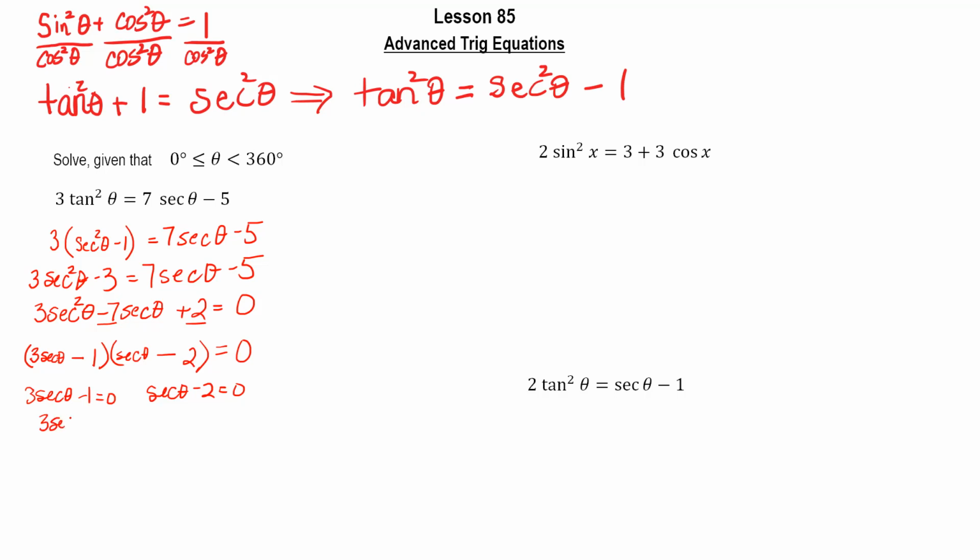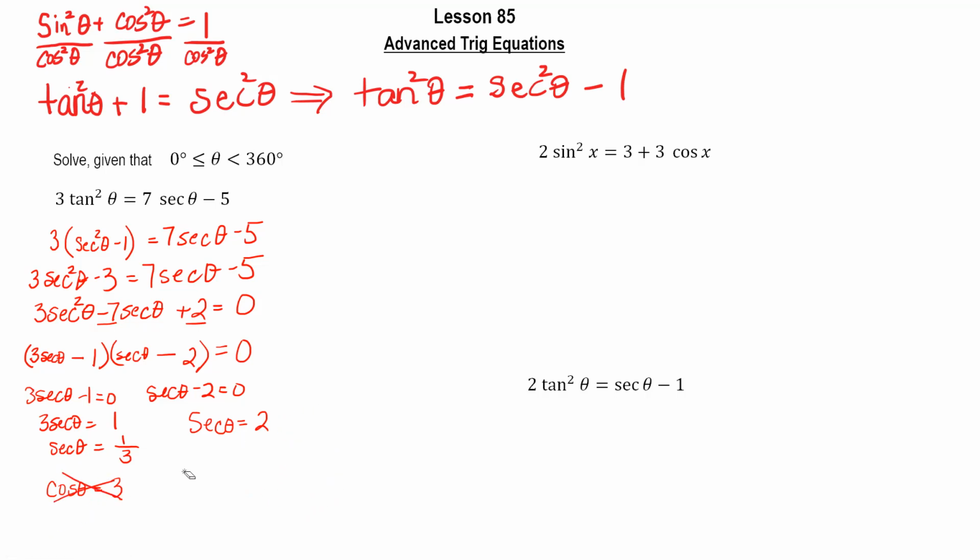So 3 secant theta is equal to 1. And that means that secant theta would have to be 1/3, which means that cosine theta is the reciprocal of that, which is 3. Well, we know that cosine theta is never 3. If you think about the graph of cosine, it goes up to 1, down to negative 1, back up to 1, back down to negative 1. If you think about your unit circle, as you go around the unit circle, the values stay between negative 1 and 1. So there is no such angle that has a cosine of 3. So that's just not even a possibility.